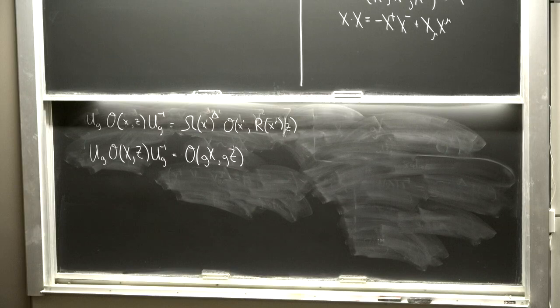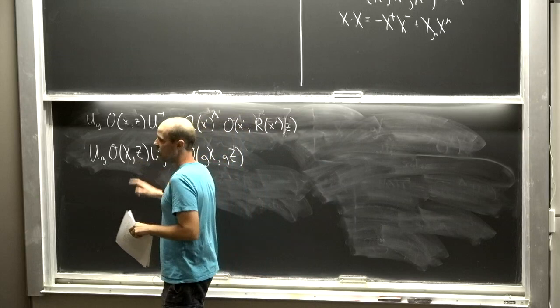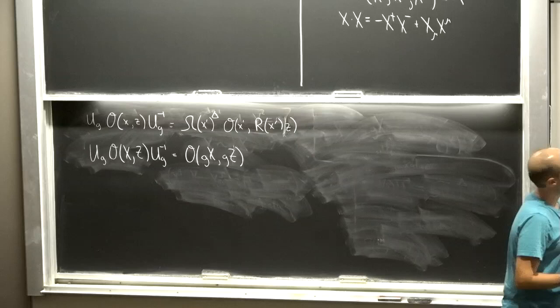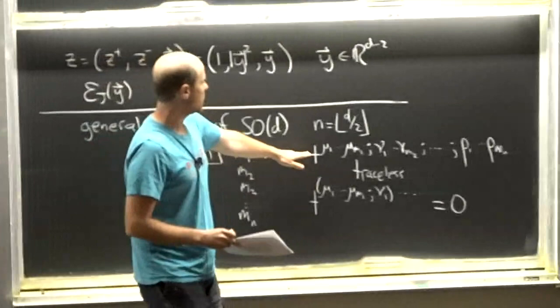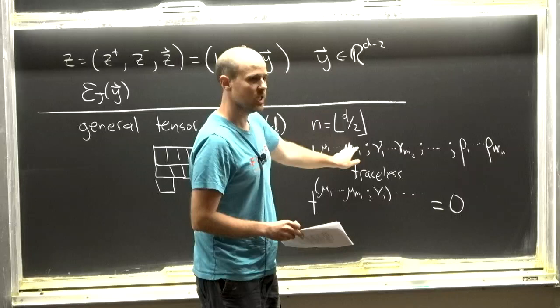Okay, the question is, why are capital X and capital Z on equal footing? Why do they both transform in the same way under a conformal transformation? That is how these representations behave. Maybe it's helpful to go back to tensors. If you have a tensor and you ask, how does it transform under an orthogonal transformation? Well, the answer is that you hit each index with the same rotation matrix, right?